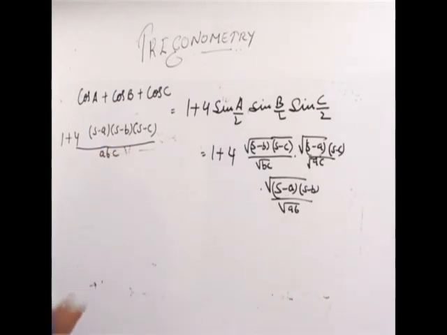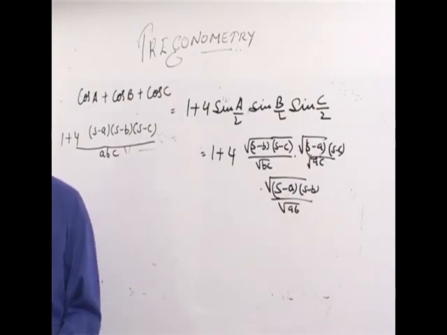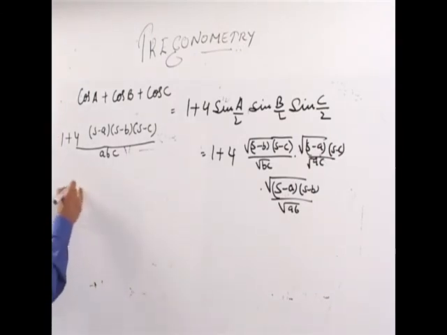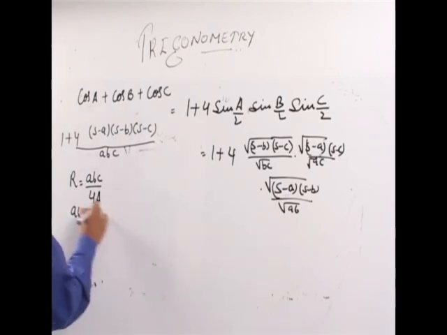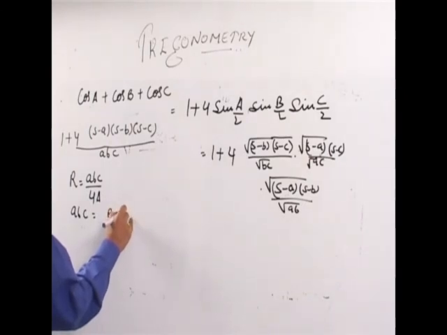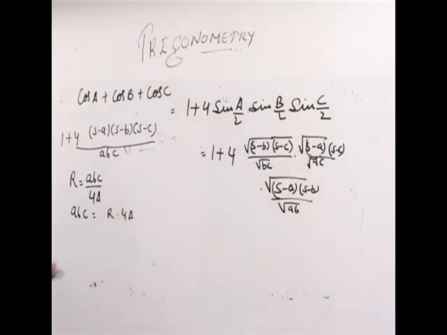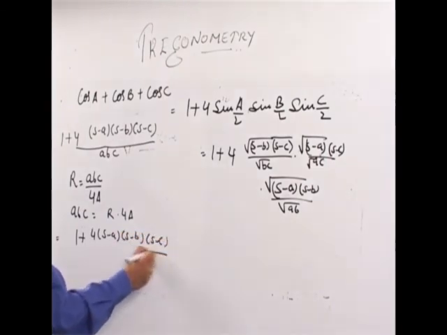Now we have to find out the relation for cos A plus cos B plus cos C in terms of circumradius and inradius. So we know that capital R is equal to ABC over 4 delta. Therefore the value of ABC will be equal to R into 4 delta. So when you put this value here, you will get 1 plus 4 S minus A, S minus B, S minus C whole over R into 4 area.